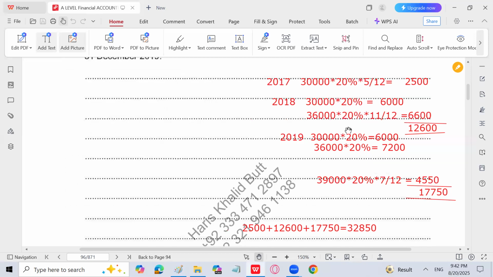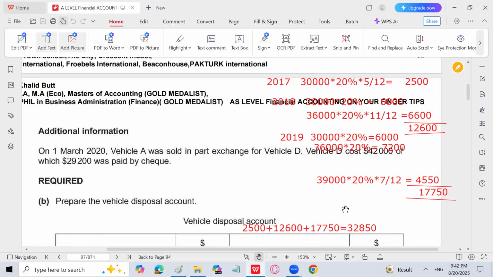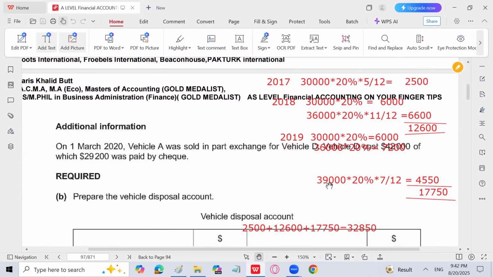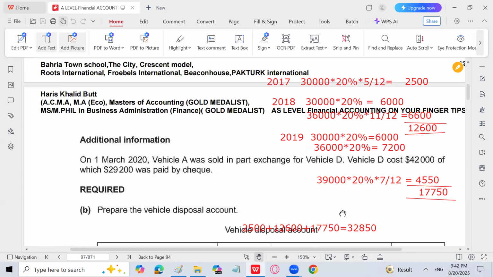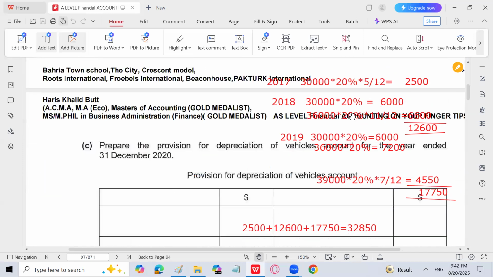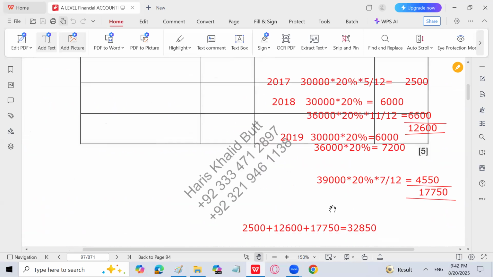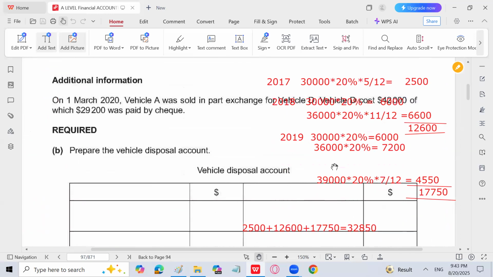Let's see the next part. 4 marks are given, quite a lot of work. On 1st March, vehicle A was sold in part exchange for vehicle D, and vehicle D cost 42,000, of which 29,200 was paid by check. So prepare the vehicle disposal account. He wanted us to prepare the vehicle disposal account for 2020.